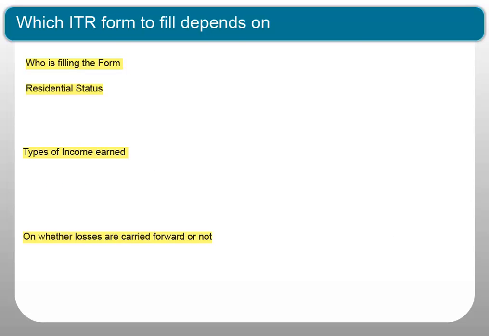Which ITR form to fill depends on who is filling the form, whether ITR is being filled by an individual or Hindu undivided family or firm, etc. Residential status. The different types of residential status are resident, not ordinarily resident, non-resident. Typically a resident is one who has been in India for a period of 182 days or more during the previous year. ITR form to be filled also depends on types of income earned.